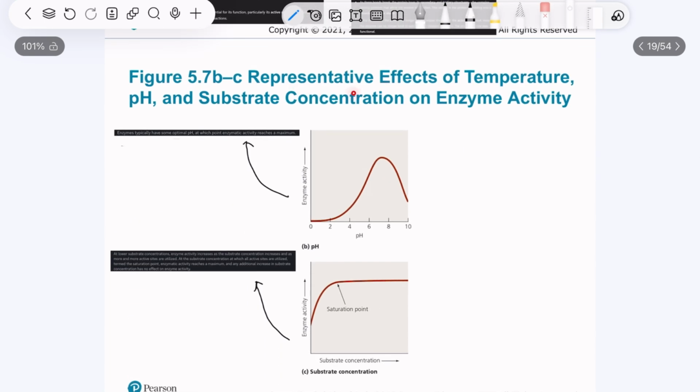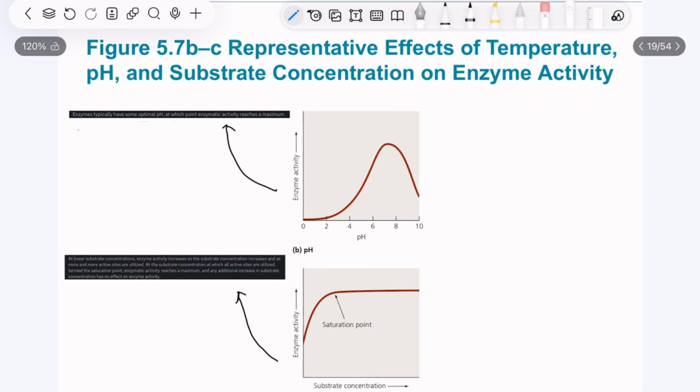And then we look at the representative effect of pH and substrate concentration on enzyme activity, starting off with the pH. Enzymes typically have an optimal pH, at which point enzyme activity reaches a maximum. The enzyme's optimal pH is around 7.2. Then we look at the substrate concentration. At low substrate concentration, enzyme activity rises as the substrate concentration increases, with more active sites becoming engaged. When all the active sites are occupied, this is known as the saturation point, at which the enzyme activity reaches its peak, and a further increase in substrate does not affect the enzyme activity.